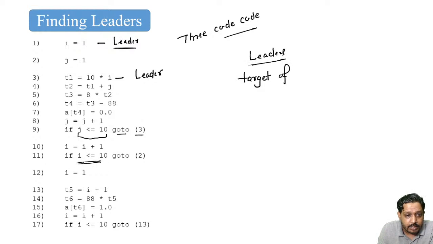This is again a conditional go to, i less than or equal to 10, go to 2. The target is 2, so statement number 2 is also a leader. So this is the second rule. Go to 13, and this statement 13 will also be a leader. So now what is the rule? The target of a branch instruction is also a leader. This is for the second rule. The first statement is a leader, and the target is a leader.